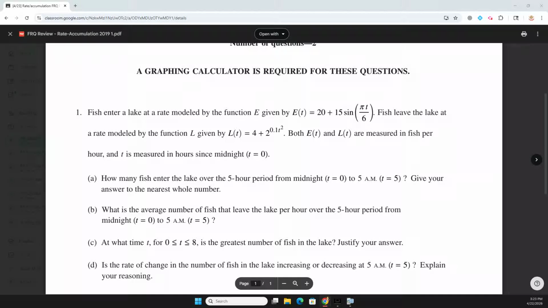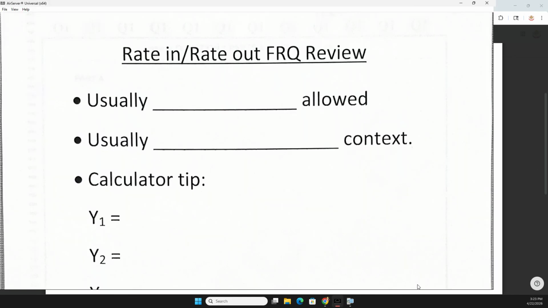Alright, so we are going to practice a write in, write out FRQ. One thing to keep in mind about these FRQs is that they are usually calculator allowed. Just a reminder, there's 2 calculator FRQs and there's going to be 4 non-calculator FRQs. Right? 2 of your 6 FRQs will have real life context, and the write in, write out one is usually one of those that has real life context.